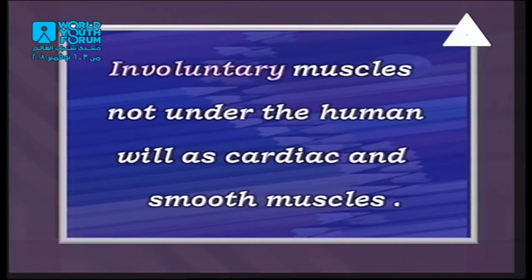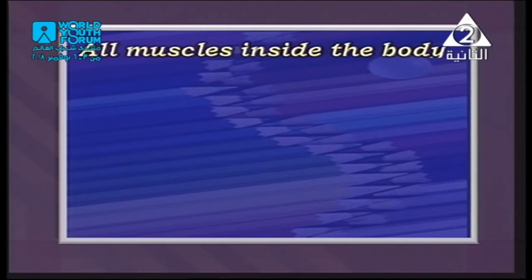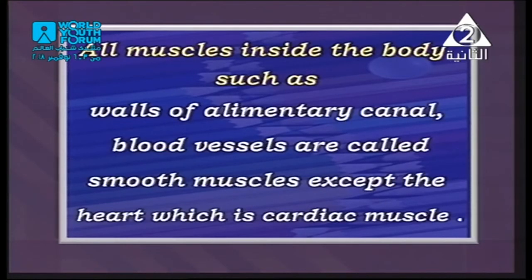Smooth muscles are all the muscles inside your alimentary canal, or muscles inside the body such as the walls of the alimentary canal and blood vessels. You cannot control their movement. They are called smooth muscles, except the heart, which is cardiac muscle, which is striated, and you also cannot control its movement. Okay.